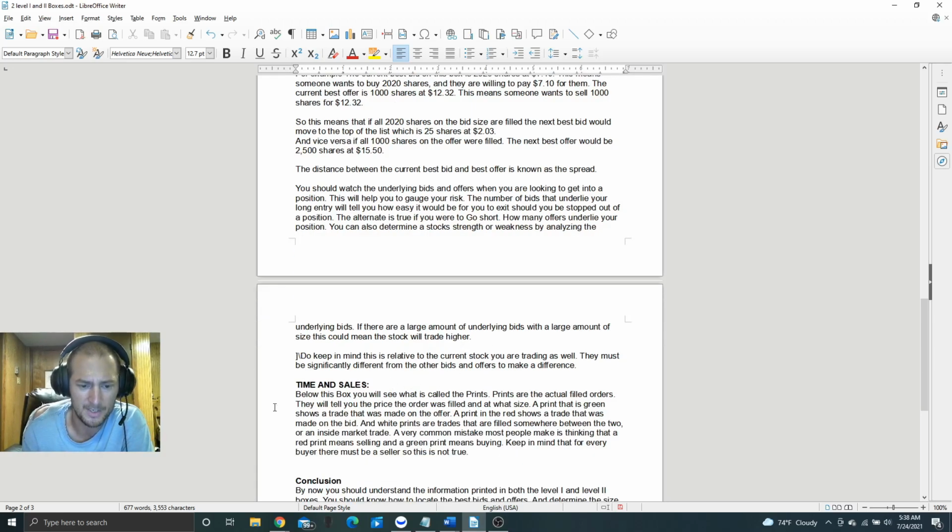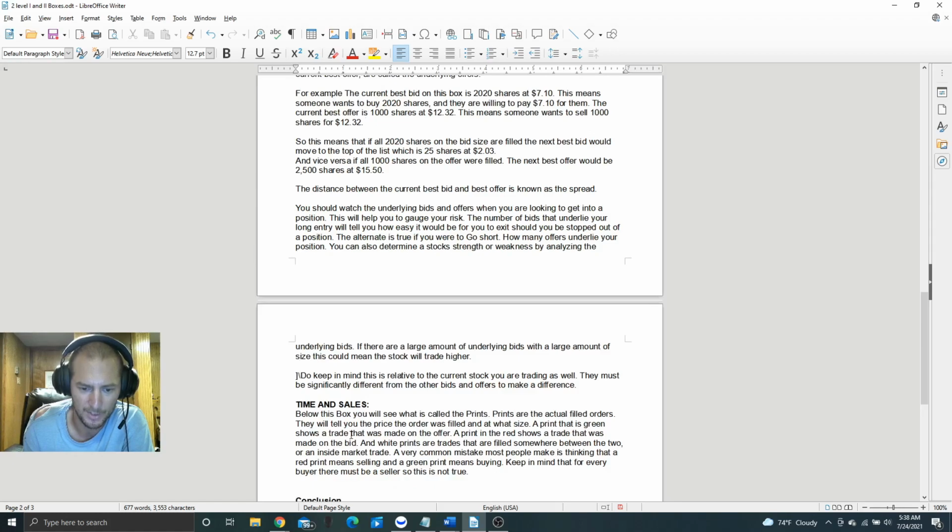So up next is the time and sales box. This is what we call the prints. This is where you're going to see the prints. So the prints are the actual filled orders. It's going to tell you the price the order was filled at and what size it was filled at.